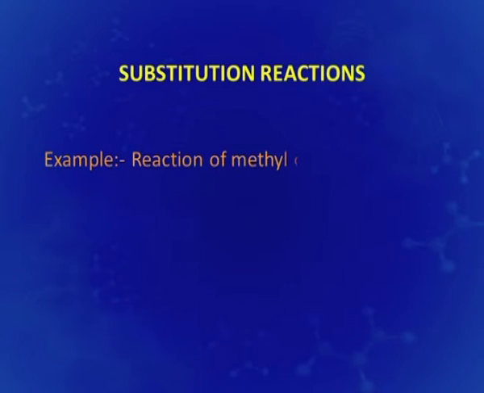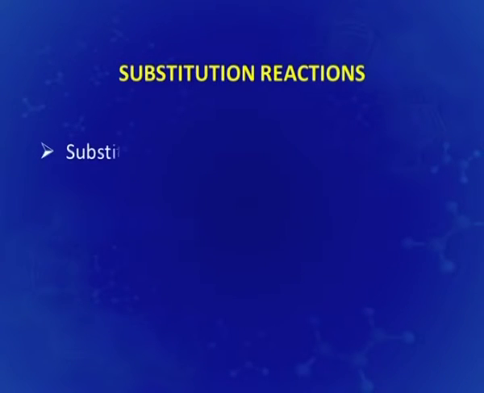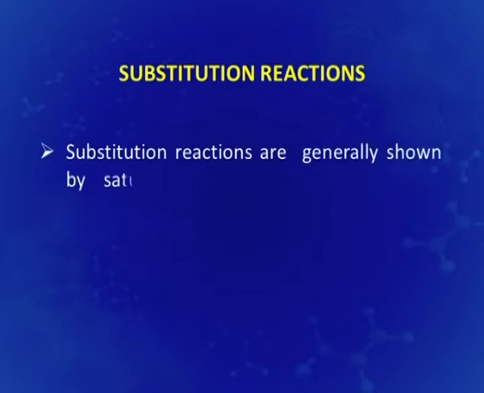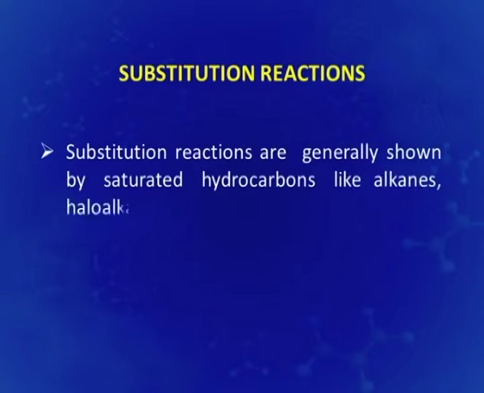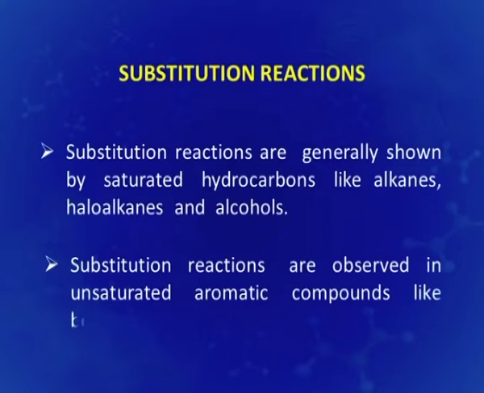For example, reaction of methyl chloride with sodium hydroxide. Here the chloro group of the methyl chloride gets substituted by the hydroxy group, and from methyl chloride we get methanol as the product. So, this is an example of a substitution reaction, and substitution reactions are generally shown by saturated hydrocarbons like alkanes, haloalkanes and alcohols. But besides the saturated hydrocarbons, substitution reactions are observed in unsaturated aromatic compounds also, like benzene and its homologues.